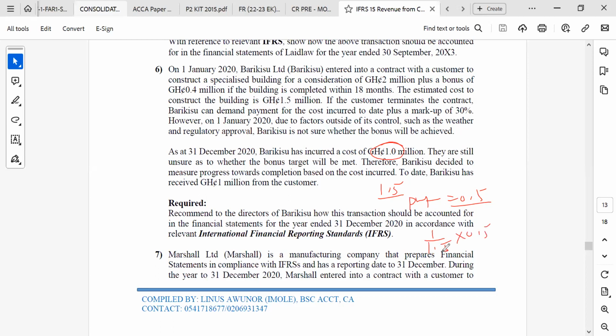So first of all, this particular transaction should be accounted for using what? IFRS 15, because they haven't mentioned the standard. Sometimes they will say recommend in reference to a relevant accounting standard. So you can state which of the standards they should use for that particular transaction. You can say they have to account for this particular transaction in accordance with IFRS 15, Revenue from Contracts with Customers.